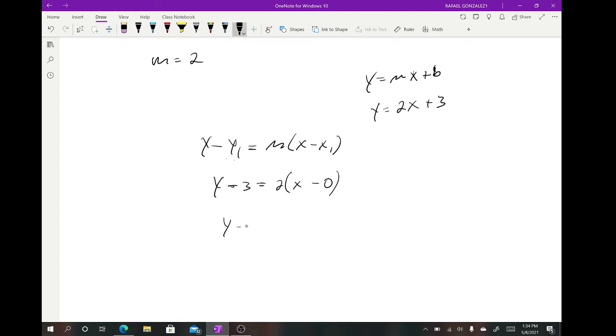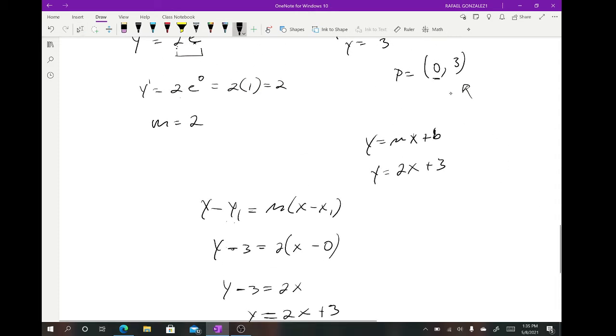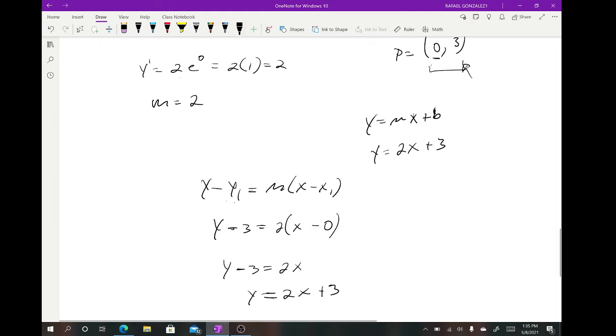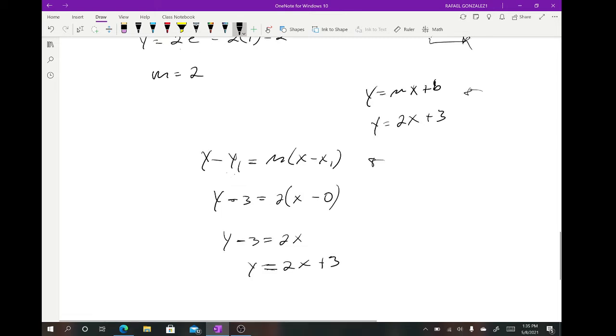So we have y minus 3 is equal to 2x, and then when you move the 3 to the other side, you get 2x plus 3. So we get the same solution. This was much faster, obviously, because I had the y-intercept as my point. But if I didn't have the y-intercept as my point, if I had some other point like 27, 5, then the point-slope formula is a bit easier than the slope-intercept formula.